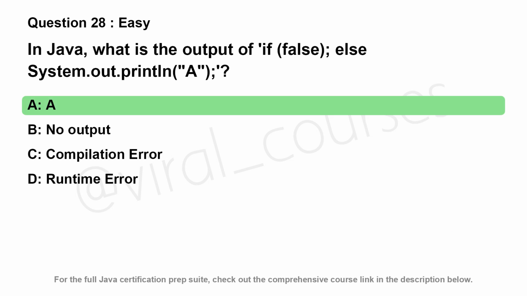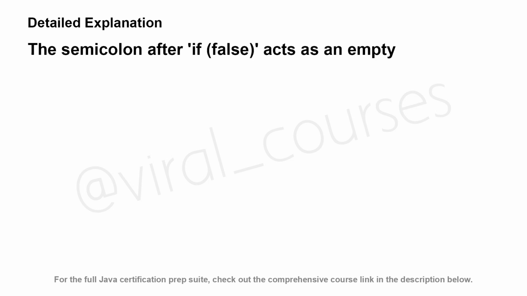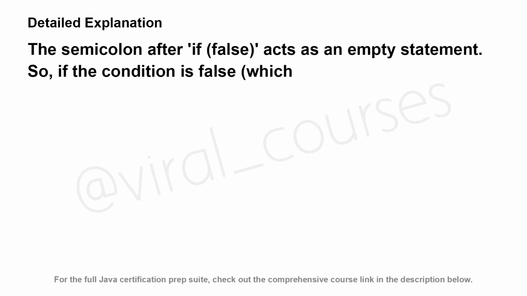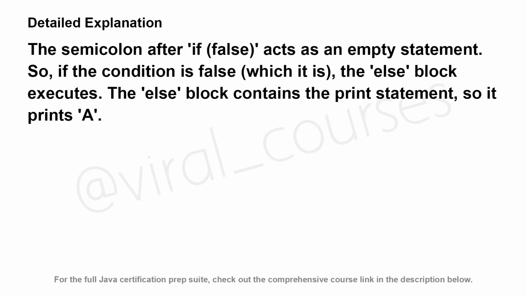The correct answer is A. The semicolon after if false acts as an empty statement. So, if the condition is false, which it is, the else block executes. The else block contains the print statement, so it prints A.